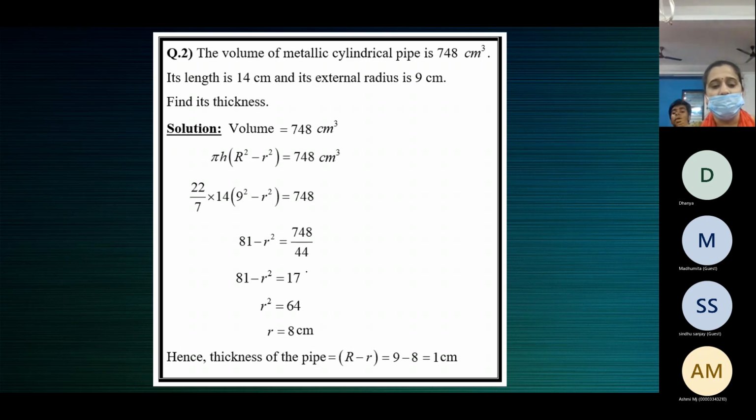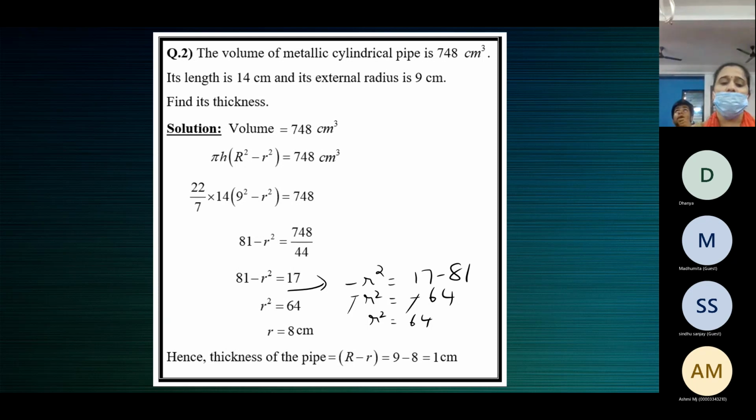See, you can show the steps in between, children. Here you can show minus r square is equal to 17 minus 81. Minus r square is equal to minus 64. So minus gets cancelled on both the sides. R square is equal to 64. So r is plus or minus 8, but minus 8 is not possible because it cannot represent the radius of a circle. It cannot be negative. So r is equal to plus 8.